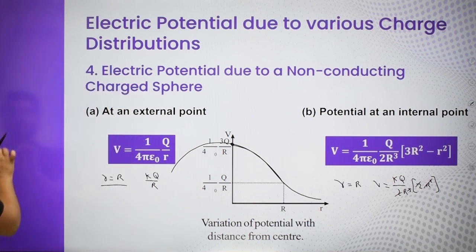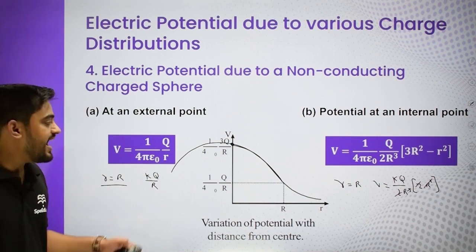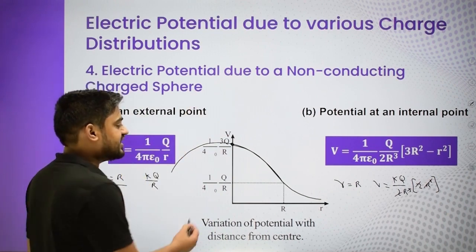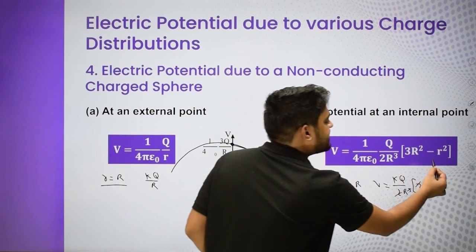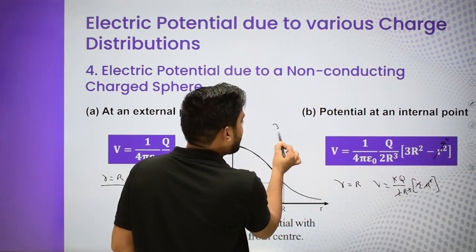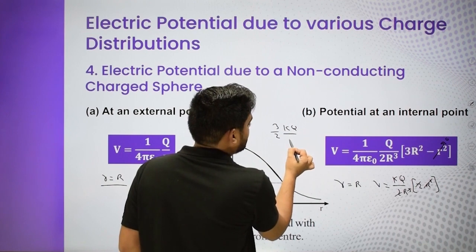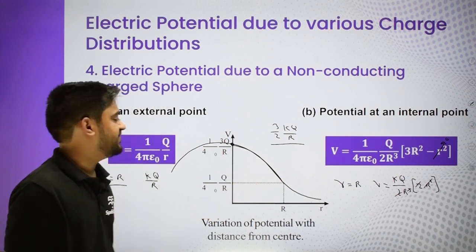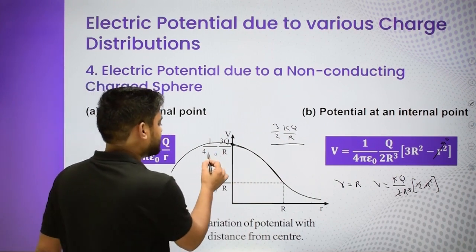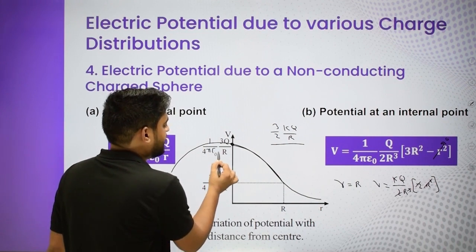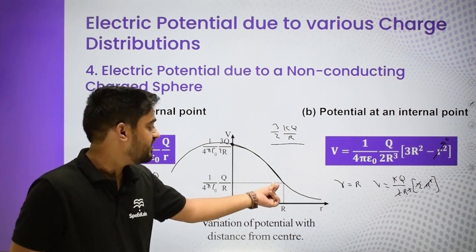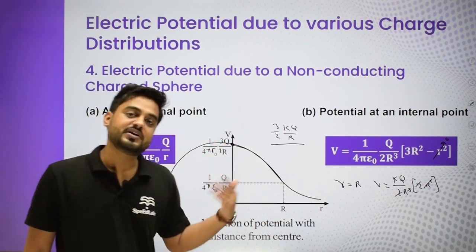We need to remember that the potential at the center of a non-conducting charged sphere having charge capital Q is nothing but, if you put r equal to 0 in this, then we get 3 by 2 kq by R. So we can say it is 1.5 times the potential at the surface. So this is 3 by 2 kq by R, where k is 1 by 4 pi epsilon naught. So at the surface it is kq by R, and at the center it is 1.5 times, or 3 by 2 times kq by R.